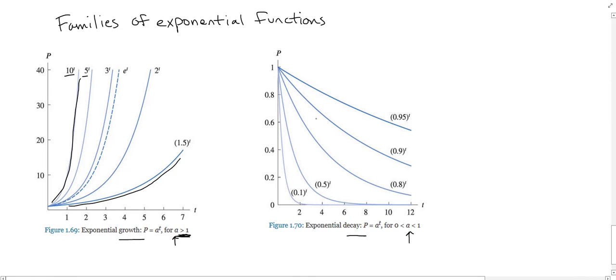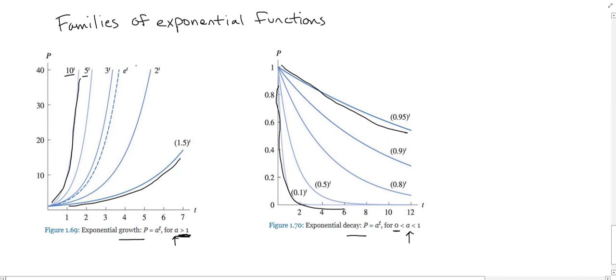Over here, all of these are decaying, but something with a base closer to 0 is going to decay much faster. This one here, with a base of 0.95, is decaying, but this one with base 0.1 is decaying so much quicker. It drops down really fast and starts decaying really fast.